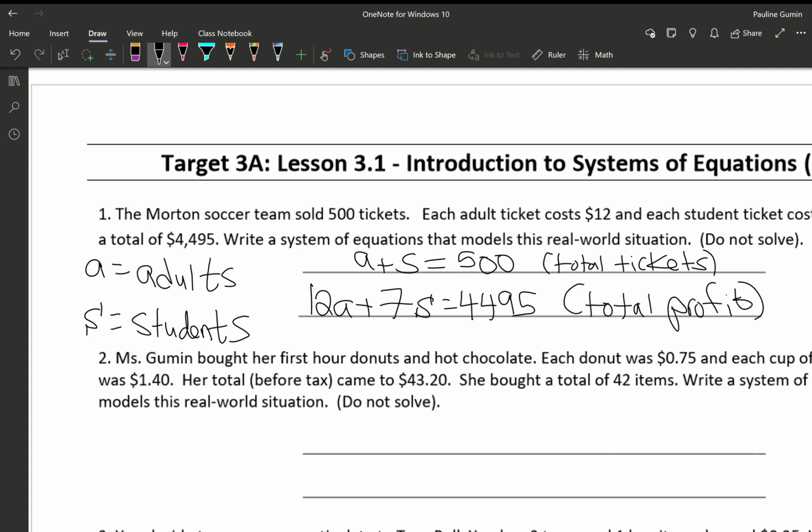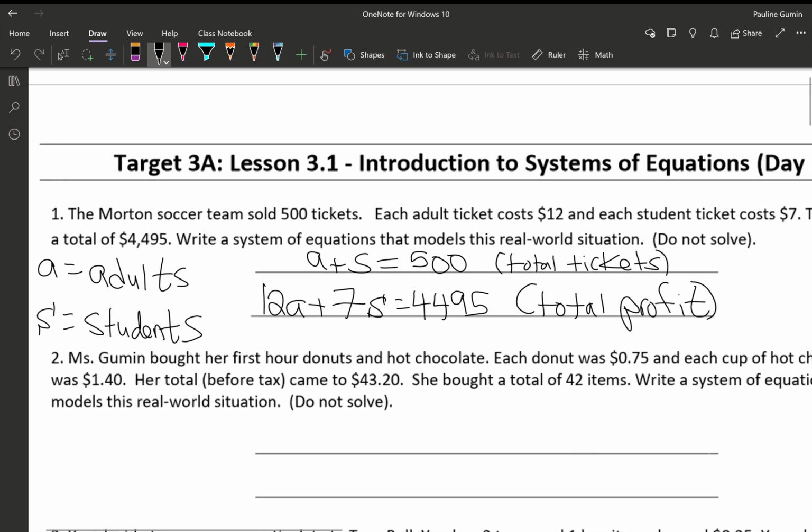This would be a very realistic and useful problem in case the sales of tickets didn't happen on an electronic kind of tender. If we were just selling paper tickets and we needed to figure out quickly how many adults and students attended the Morton soccer game, we would have to use this. We could use it because we wouldn't have a system that just explains it to us. All right, onwards we go.